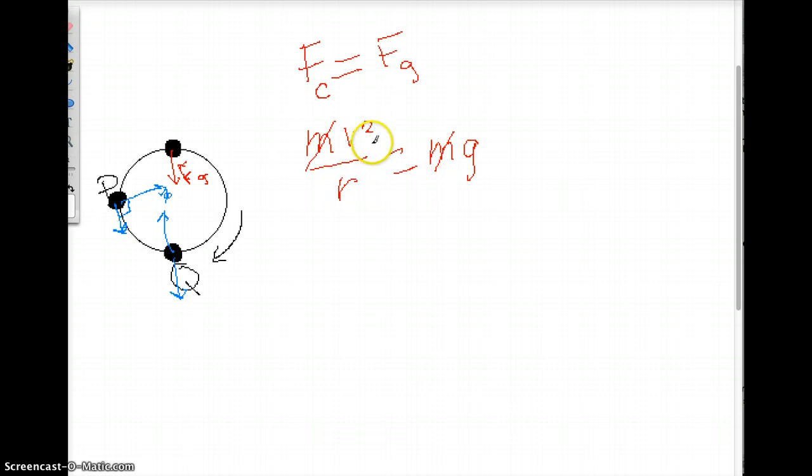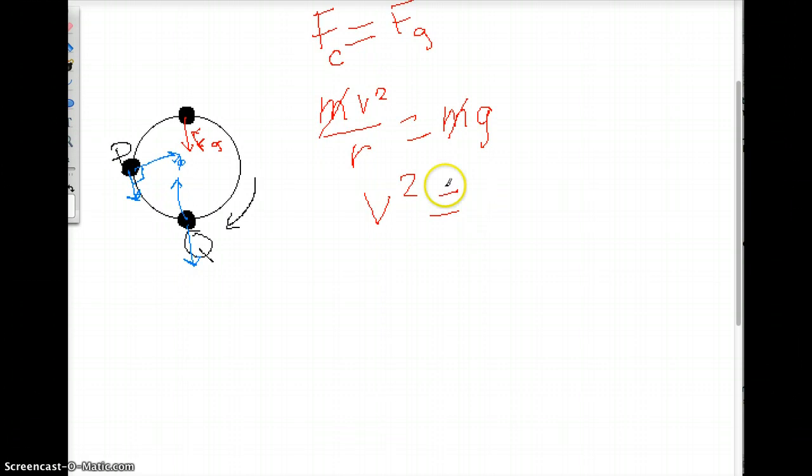If I want to solve for v, I want to isolate v. First thing I probably have to do is multiply both sides by r, so I can get rid of this r. And then take the square root of both sides to give me that v. And that's how we get the final answer.